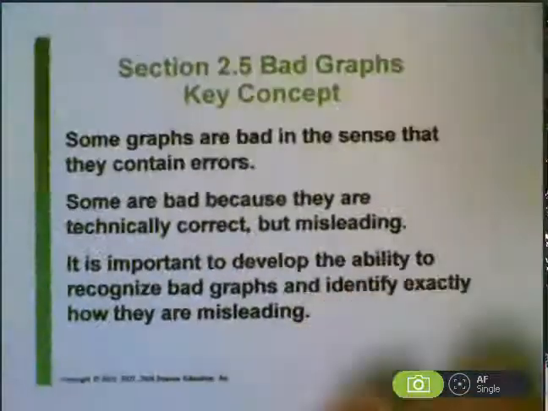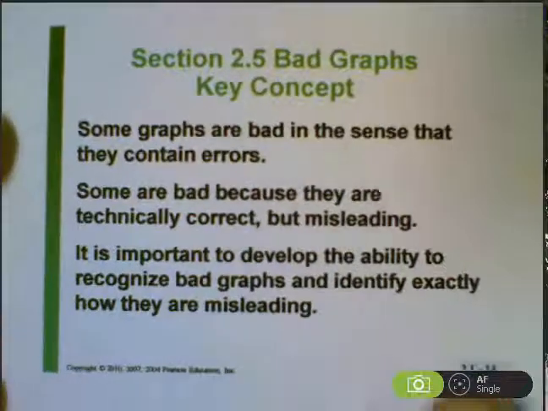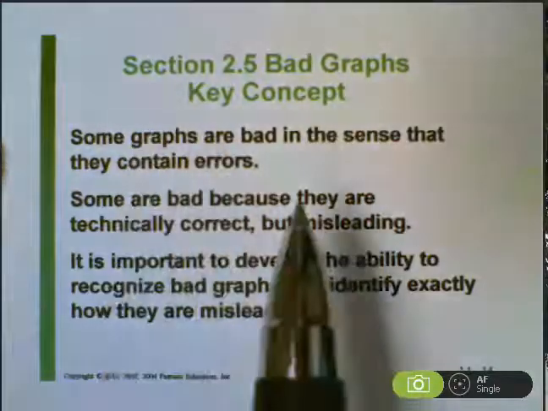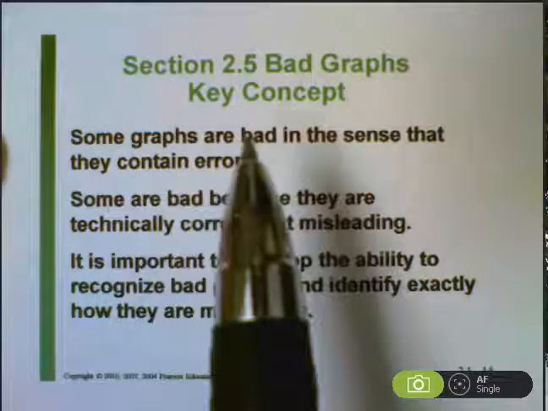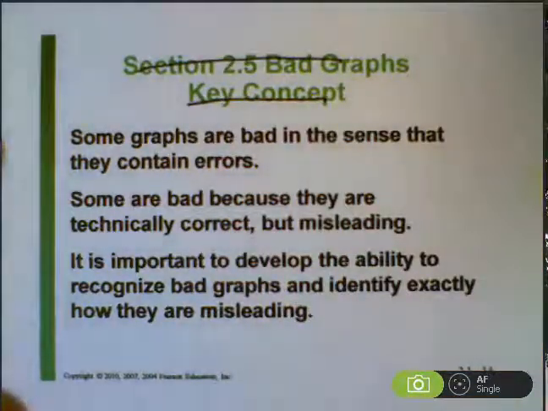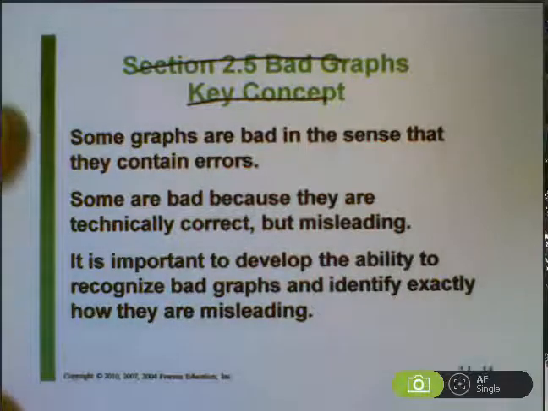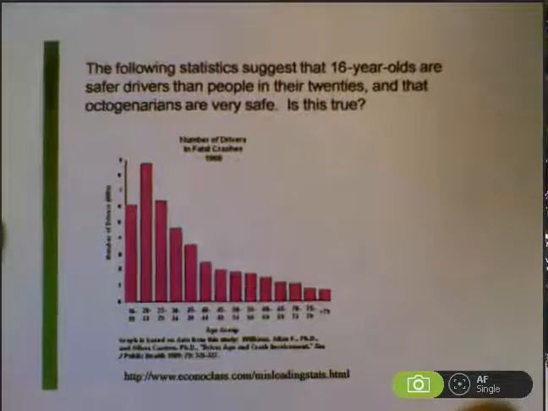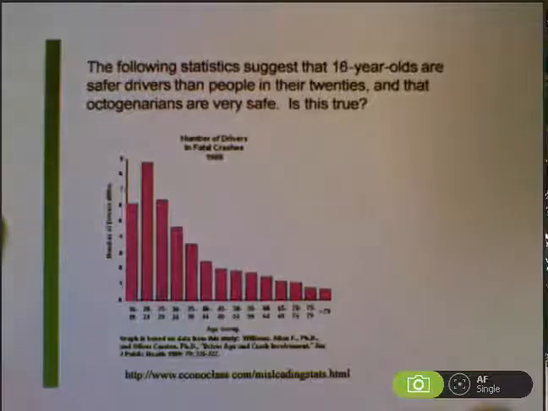Now, in the previous edition of the text, bad graphs were listed in a separate section than they are in this edition of the text. Now this is still part of 2.4, but you need to be able to identify graphs that are misleading. And we've already talked about this just a little bit. Different ways that a graph can be not representative of what the data is actually saying.